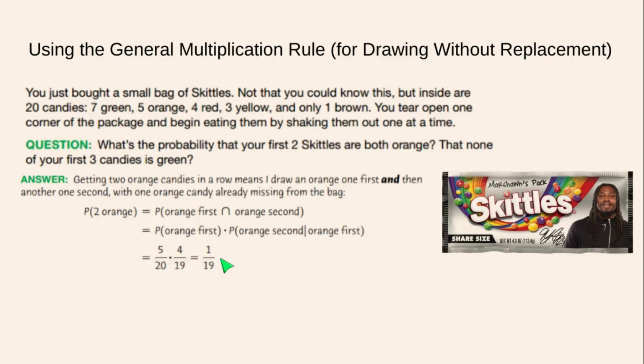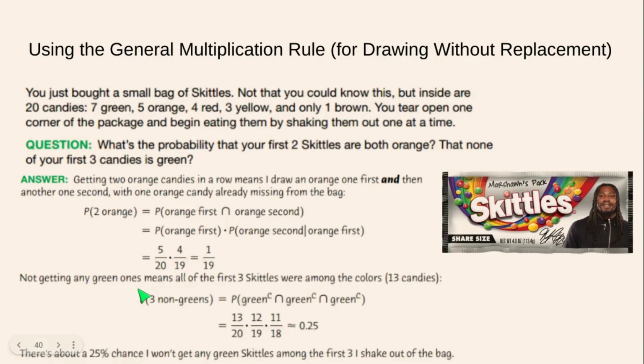Now let's look at the second problem. None of the first 3 candies is green. So not getting any green ones means the first 3 Skittles were among the colors other than green. So we have probability of 3 non-greens, and that's equal to probability of not green, not green, not green, all of them together. Now notice what happens. There are 7 greens, as we see up here, so there are 13 non-greens. So I have 13 out of 20.